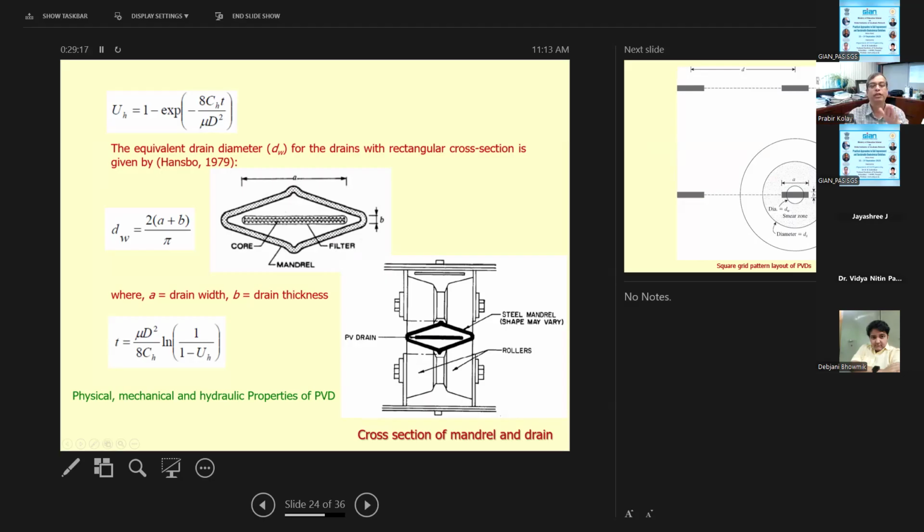Basically, whatever the equations on the top, the same equation you can use. You can find out the time here if you know how much is the horizontal coefficient of consolidation.